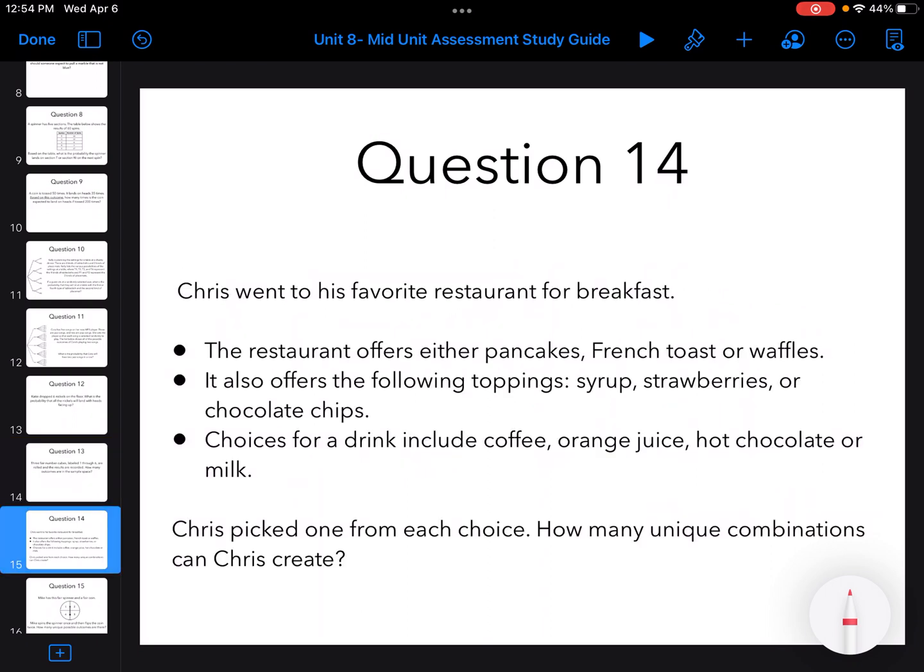Chris went to his favorite restaurant for breakfast. They offer either pancakes, French toast, or waffles. They also offer syrup, strawberries, or chocolate chips. And then coffee, orange juice, hot chocolate, or milk. You pick one from each choice. How many unique combinations? So they want to know combinations. So again, I'm taking 3 choices from the first one, 3 choices from the second one, and 4 choices from the third one. So that gives me 36 combinations.